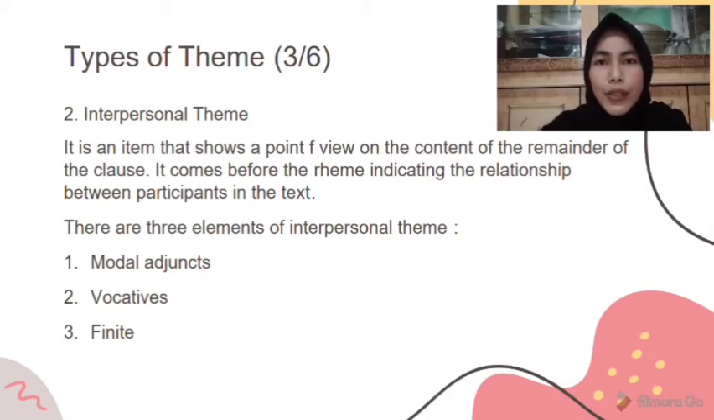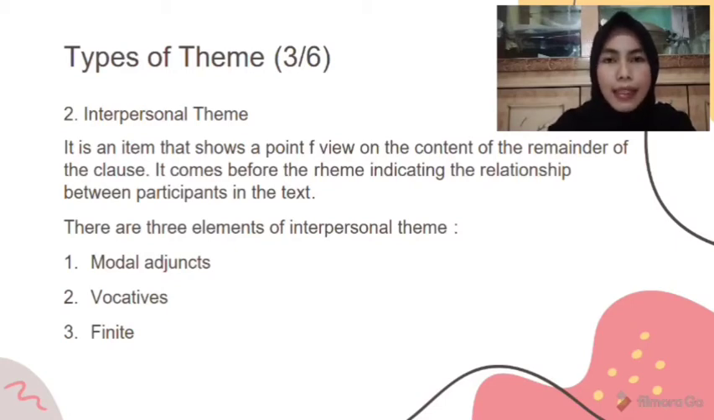So, interpersonal theme is an item that shows a point of view on the content of the remainder of the clause. It comes before the rheme, indicating the relationship between participants in the text.